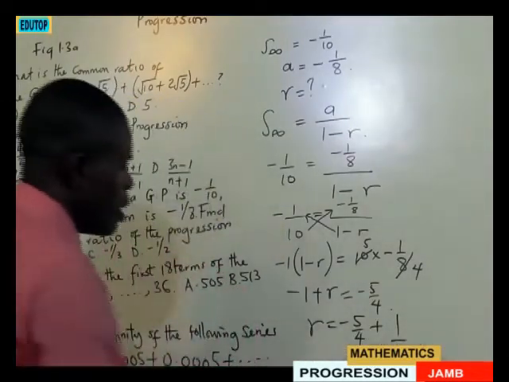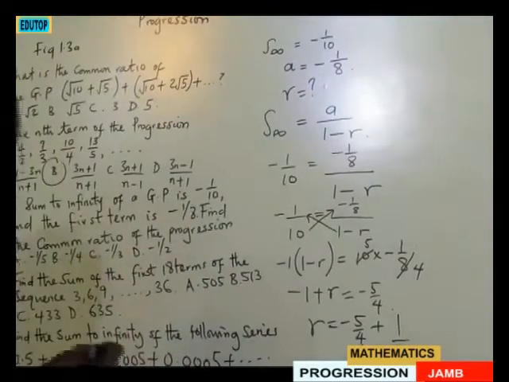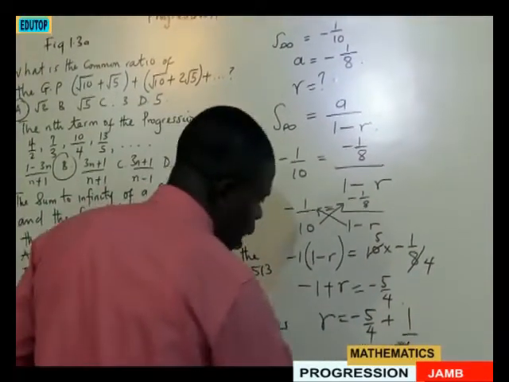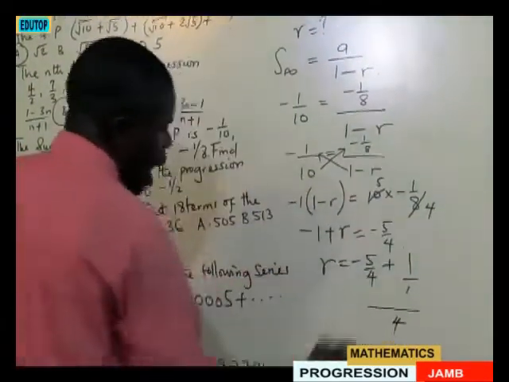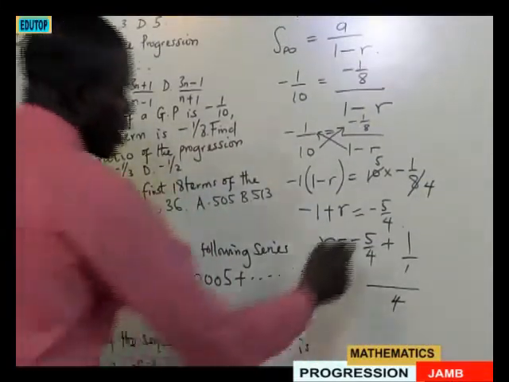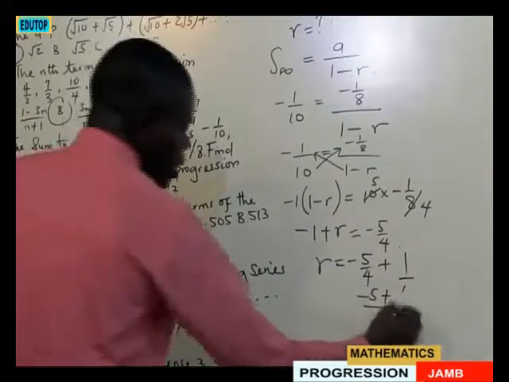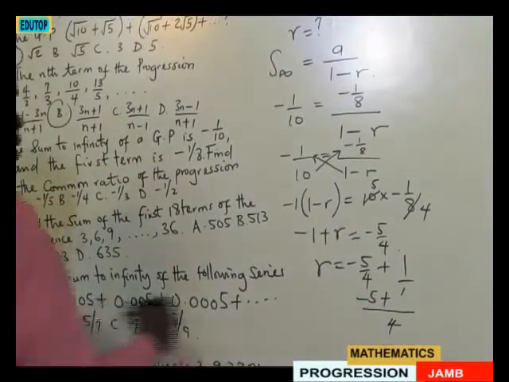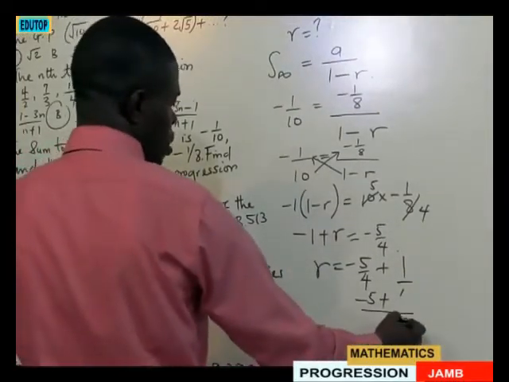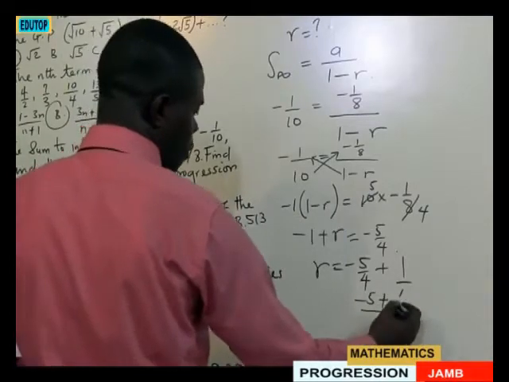So you have this. Then what is this? Let's find the LCM here. What's the LCM of 4 and this? 4 and 1, 4. How many 4 are we going to see in 4? 1. 1 times minus 5, minus 5. Plus 4 in this. 1 in 4. 4. 4 times 1, 4.